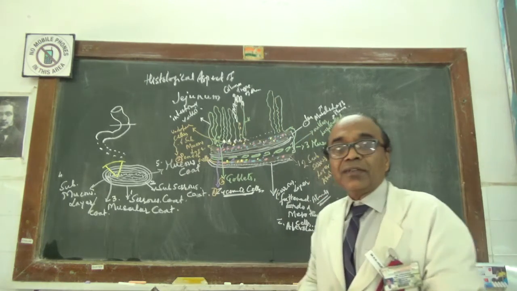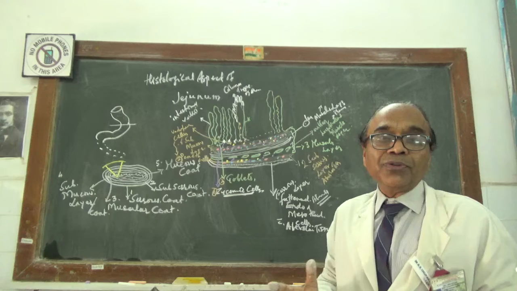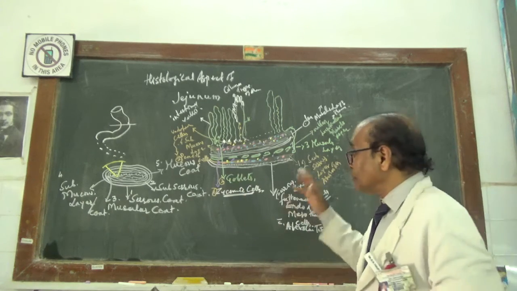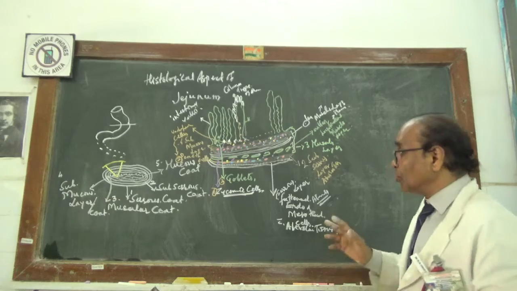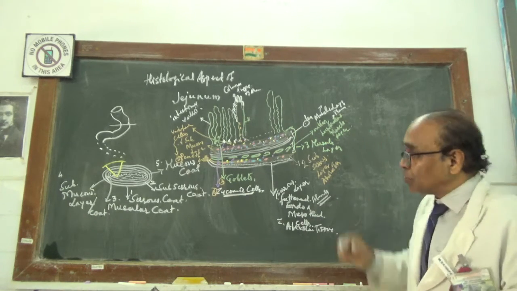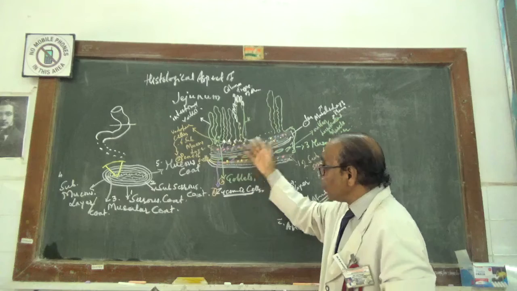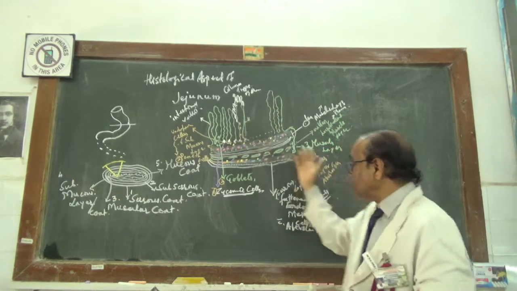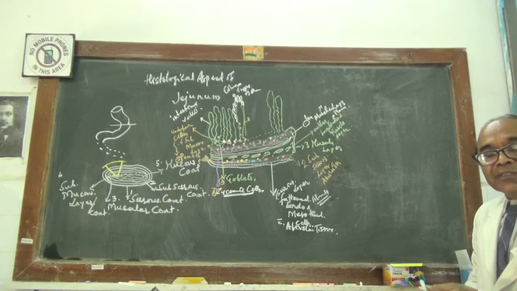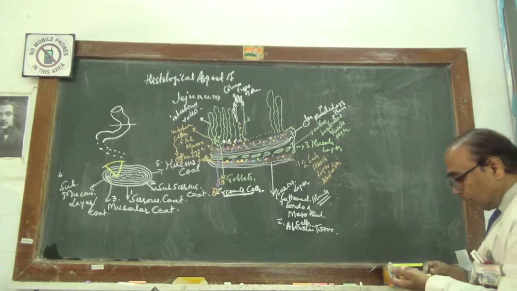Now these intestinal glands are responsible for the physiological activities of the small intestine, especially the jejunum. So this is what you will have. Now the question comes: how will you differentiate this from the other part of the small intestine, that is called the ileum?